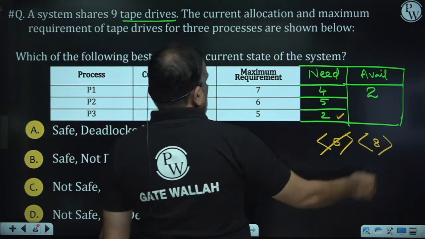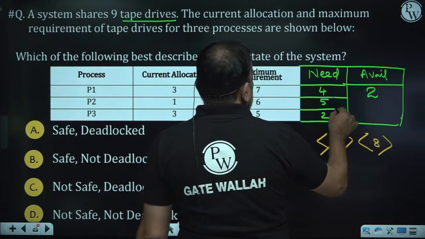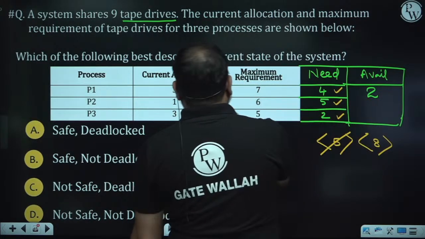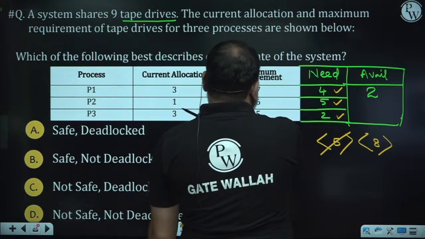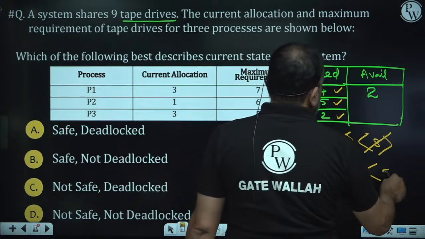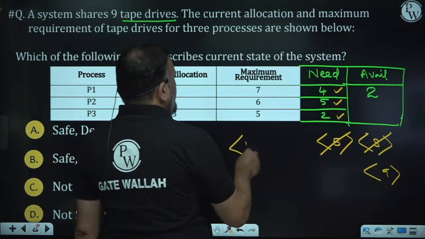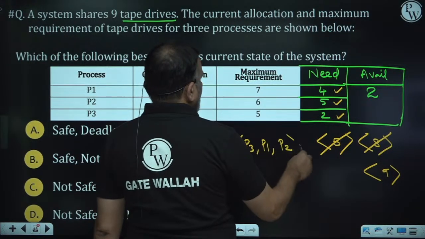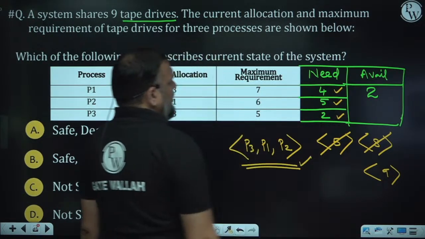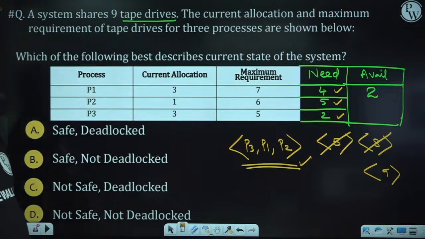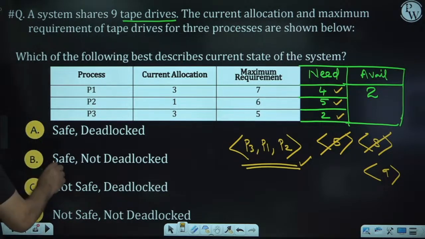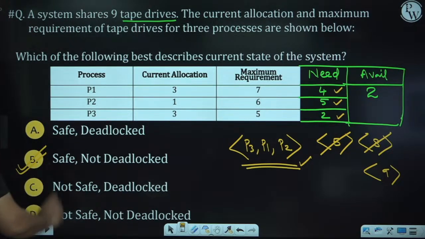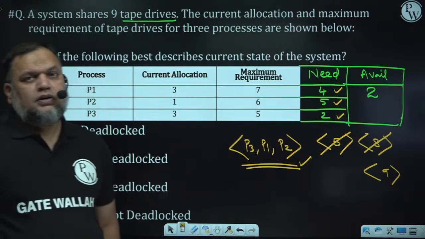Then after that P2 can be taken up, right? This fellow wants 1 copy, which is returned back. So my total available will become 9. So in the order P3, then P1, then P2, I can complete the processes. Therefore our correct option will be safe, not deadlock. This is how we will work through questions.